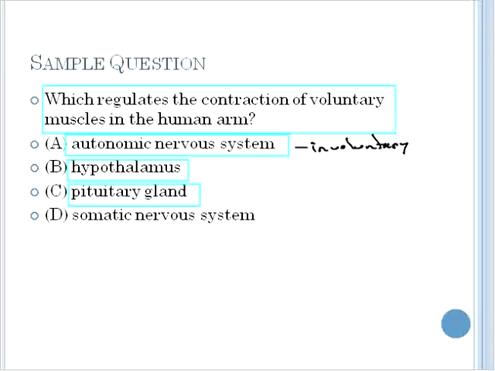But again, the key word here is the voluntary muscles. The answer would be the somatic nervous system. It is the division that controls voluntary muscles in the human arm or anywhere in the body for that matter.